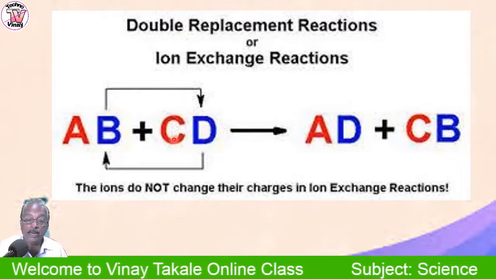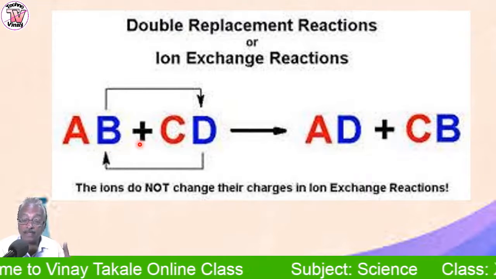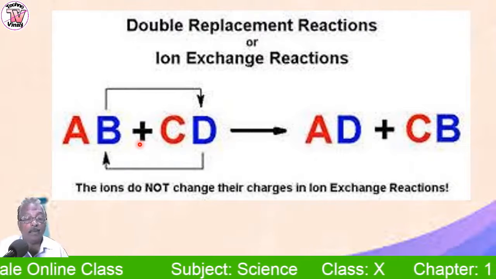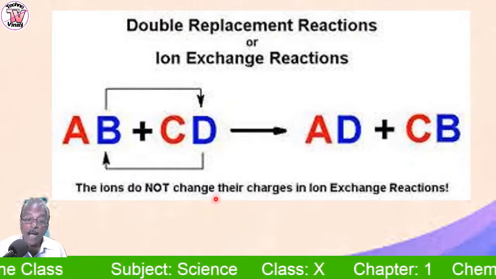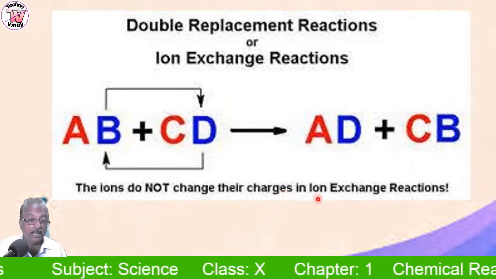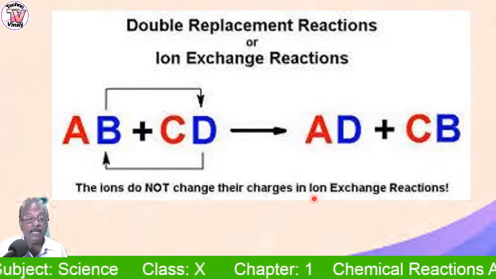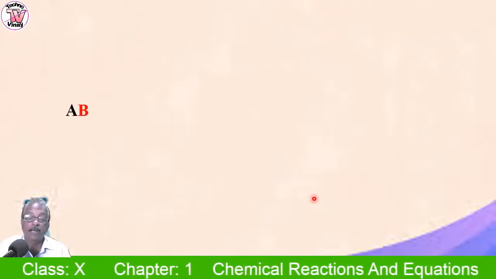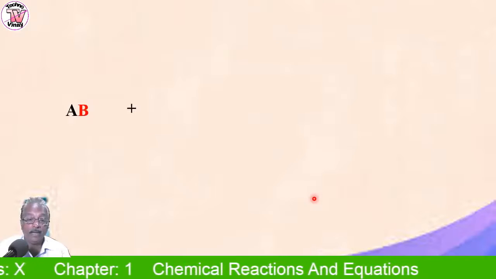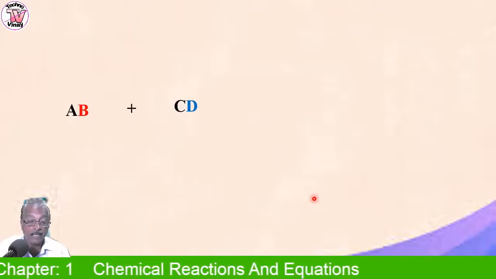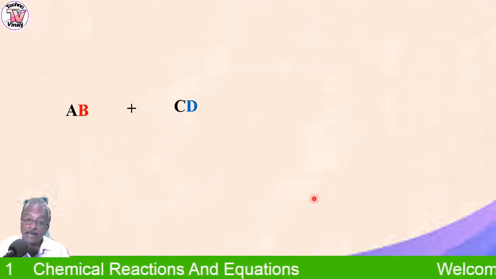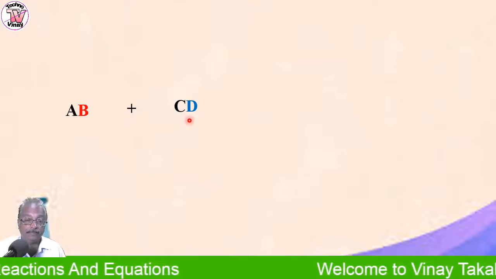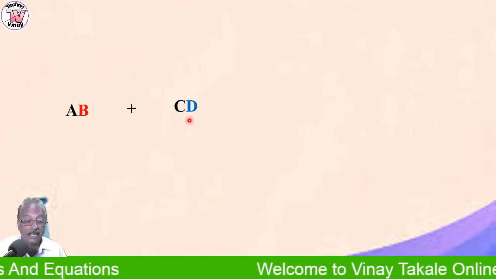So here there are two reactants. They are going to interchange the ions, such as the negatively charged ion, that is known as anion, and it will form a product. Ions do not change their charges in an ion exchange reaction. The charges will remain the same. See here, let us take an example. Here there is one reactant AB, which gets reacted with another reactant, CD. So AB is one reactant, and it is reacted with another reactant, known as CD. So what will happen?